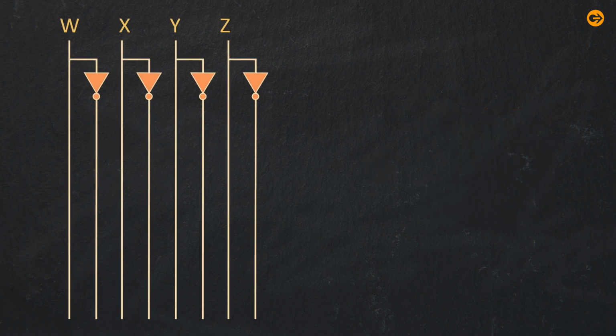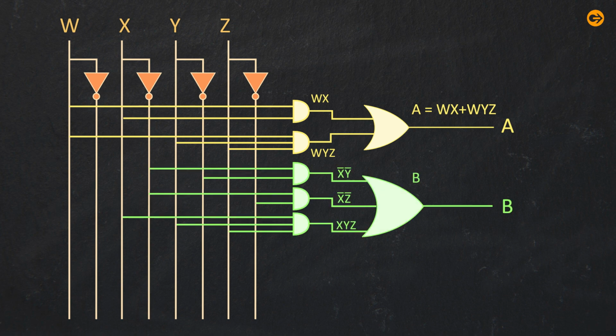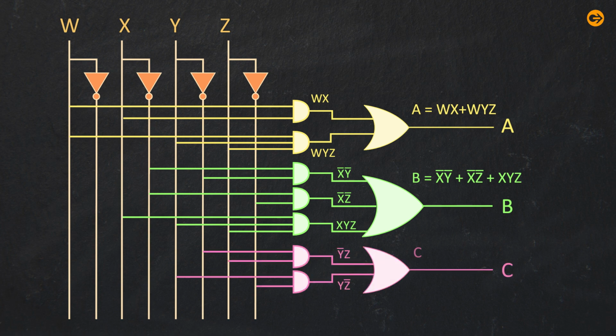This figure illustrates the digital circuit of A, B, C, and D. W and X, or W and Y and Z, generates A. X bar and Y bar, or X bar and Z bar, or XYZ, generates B. Y bar and Z, or Y and Z bar, generates C. Z bar generates D.